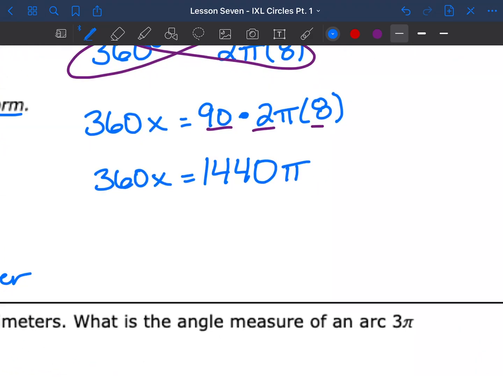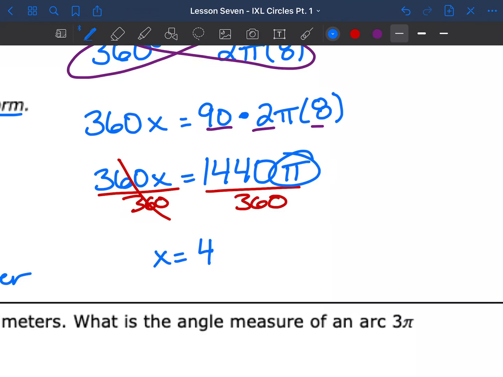So the only thing we need to do to get x by itself is divide both sides by 360. And these cross out. And you're left with x equals, what is 1,440 divided by 360? Well, it's just 4. But we haven't done anything with this pi, so bring it down with you. Don't forget that. This is going to be 4 pi.